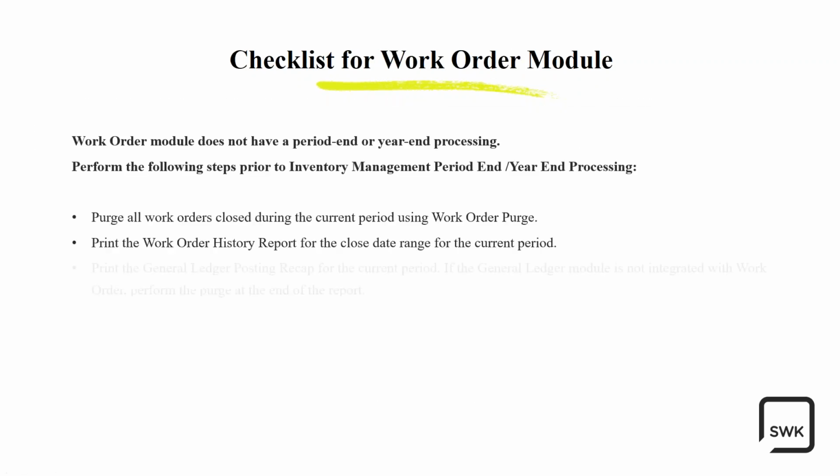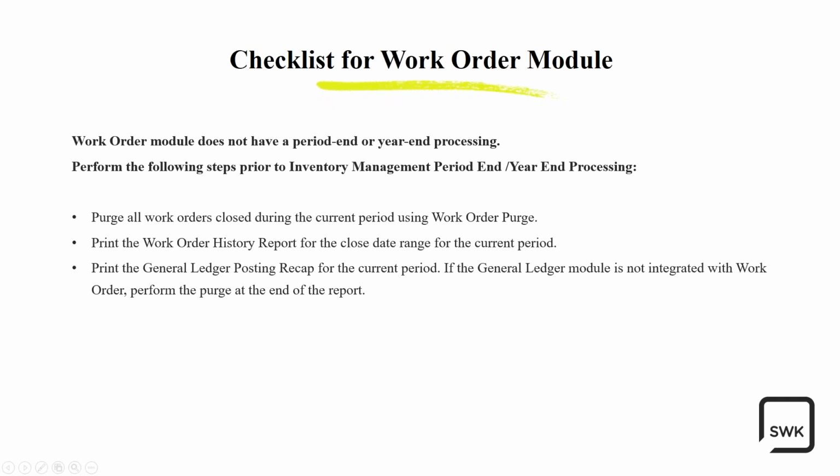Now, work order doesn't actually have any period end or year end processing, but there's a couple of things that you can do at year end. You can purge all work orders using the work order purge, that are all work orders that are closed, I should say. You can print the work order history report for the date range and you can print the general ledger posting recap. If it's not integrated with the general ledger, you can perform the purge at the end of the report.